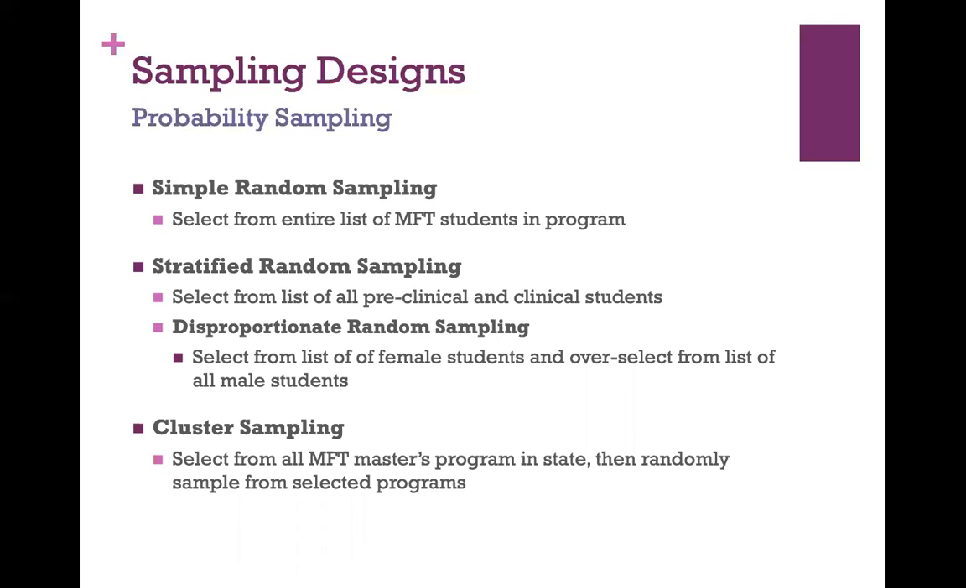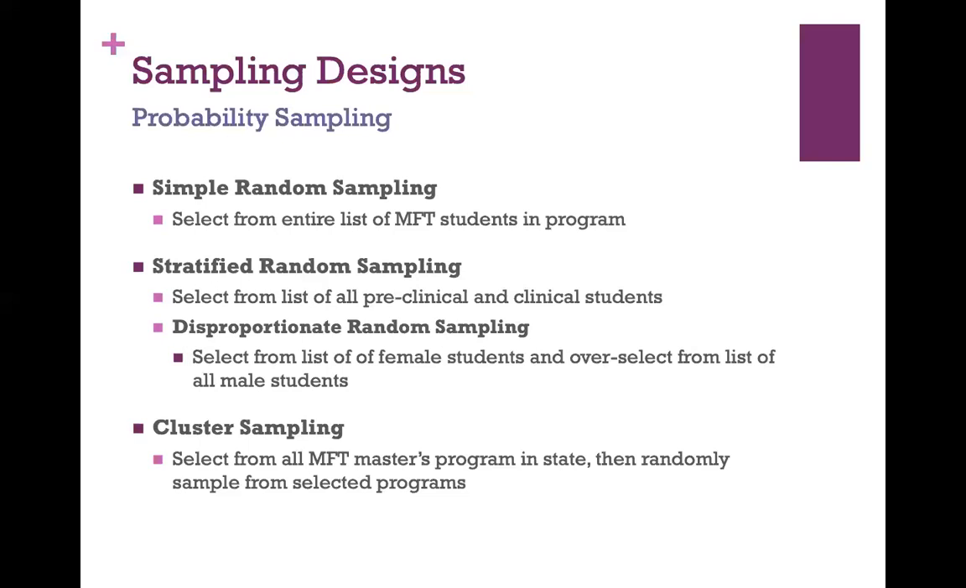Now, cluster sampling is when you randomly select from clusters of a population and then you sample individuals or elements within those clusters. Let's say there are 4 MFT master's programs in the state of Connecticut. Let's say from those 4 programs, I randomly sampled and I pulled Fairfield and Southern. Then what I can do is randomly sample from the programs of Fairfield and Southern. And theoretically, I can still generalize my findings to all MFT programs in the state of Connecticut.